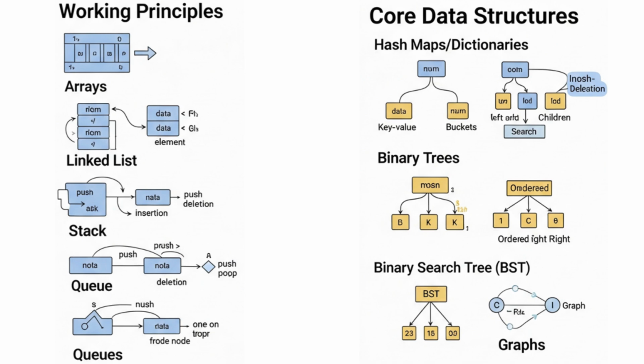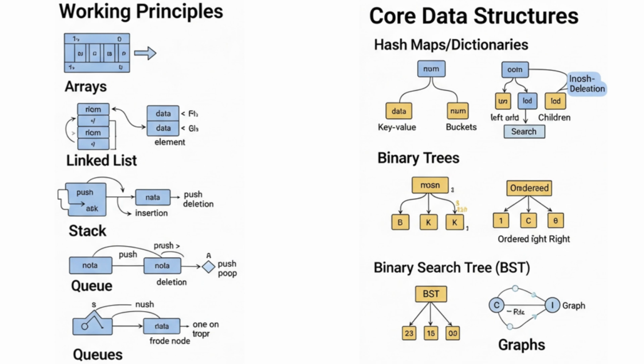1. Arrays and strings. A fixed size, index-based structure for storing ordered elements, with strings being a special array of characters. 2. Linked lists. A dynamic sequence of nodes where each node points to the next, allowing efficient insertions and deletions. 3. Stacks and queues. Stack follows LIFO, last in, first out, while queue follows FIFO, first in, first out, both restricting access to elements.